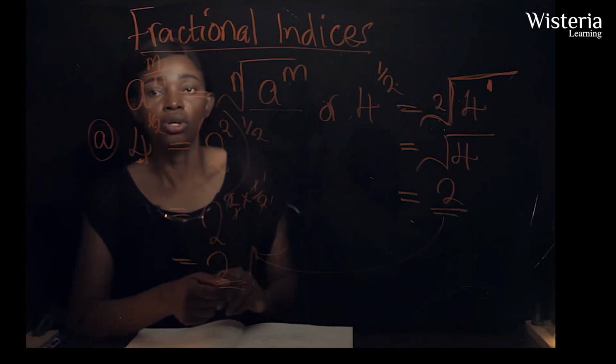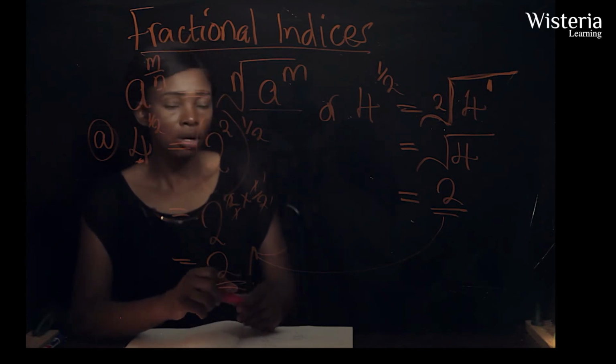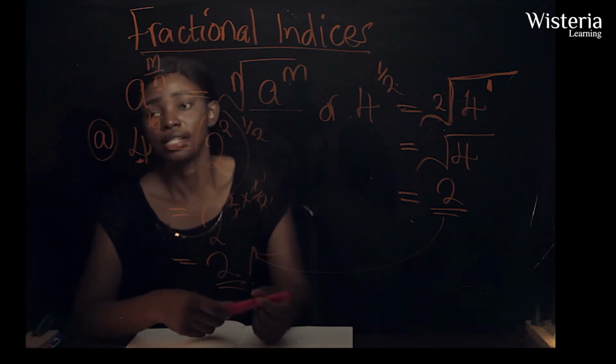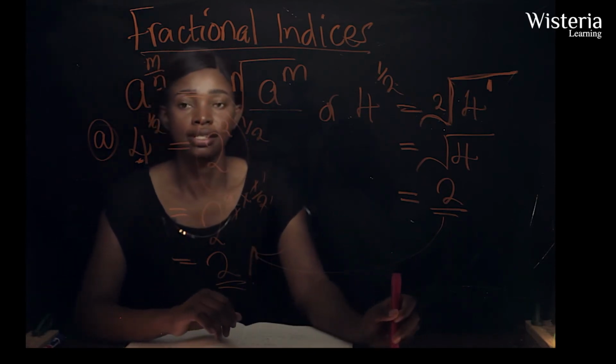So the square root of 4 is equal to 2, which is the answer that we found here. So that is how we can work out using fractional indices. I'll give more examples about fractional indices.